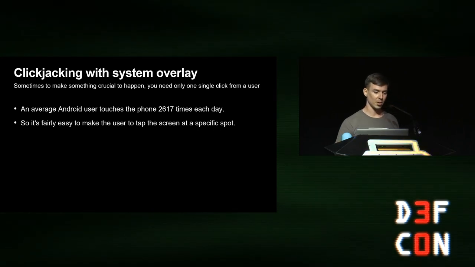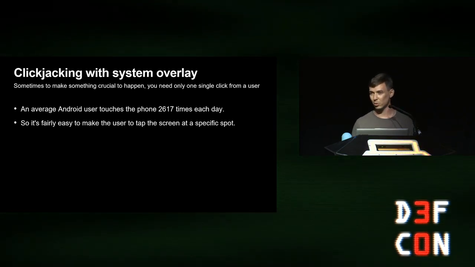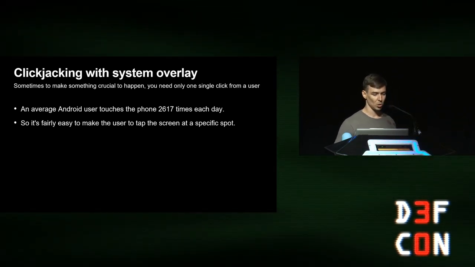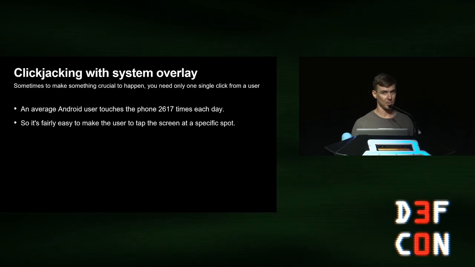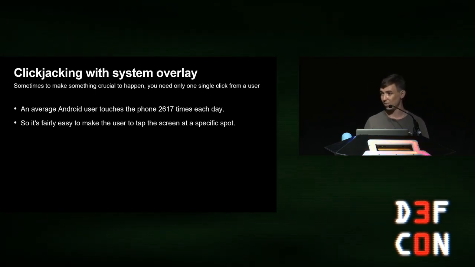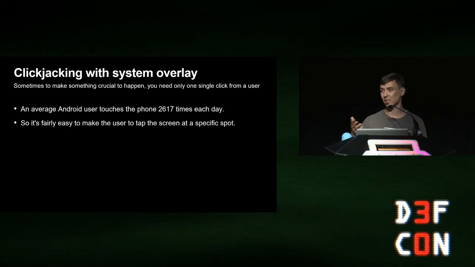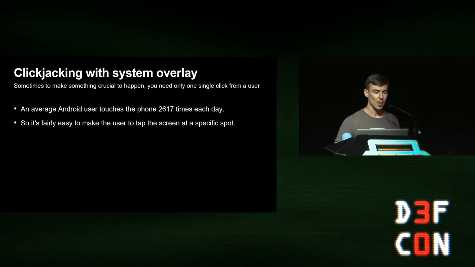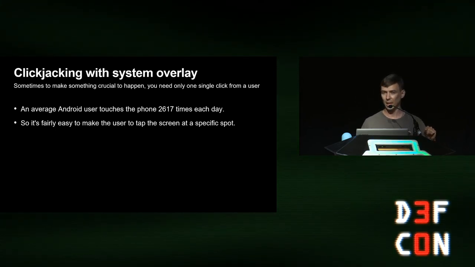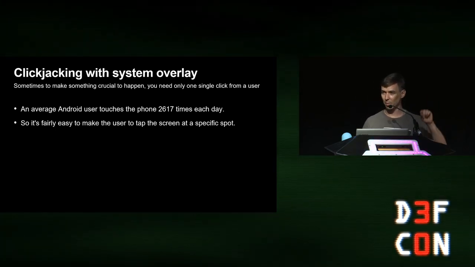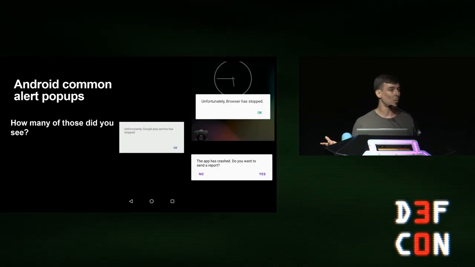Now, according to some article I read about the usage behavior of Android users, an average Android user touches the screen a little bit more than 2,600 times a day. And that's just an average user, so heavy users do it more. By the way, the link for that article is a reference at the end of the CFP. Anyway, that makes it very hard to remember every time you tap the screen. And it makes it easy to trick the user to tap in a specific spot using the common alert pop-ups.